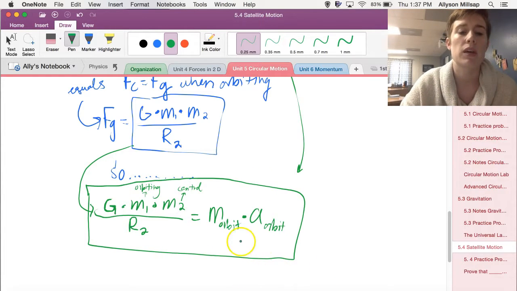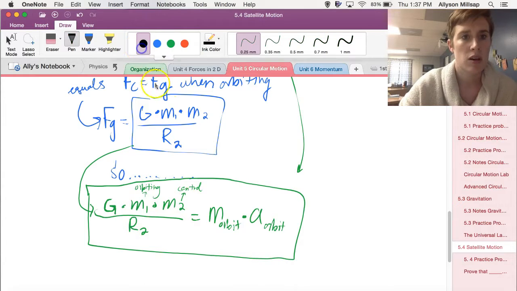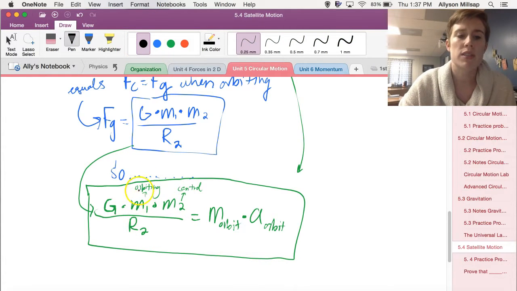There's also something we can do to simplify this. Okay, so remember in algebra, if you have something on one side and something on the other side, you can cancel them out. So this is the mass of the orbiting object times the acceleration of the orbiting object.